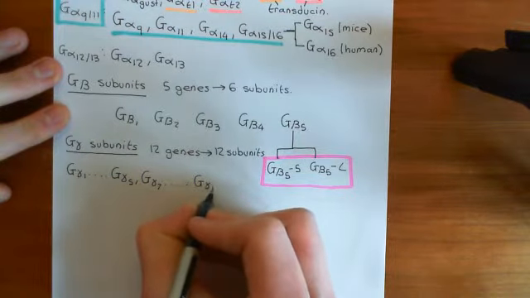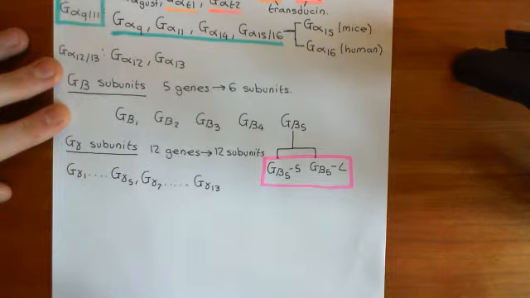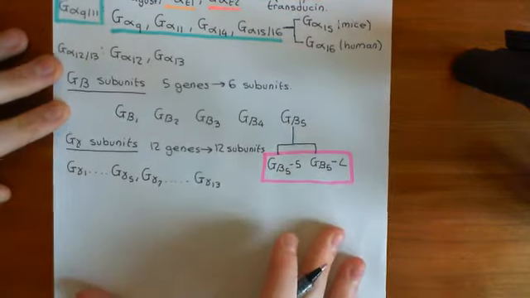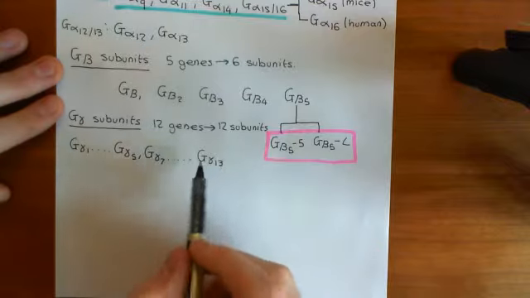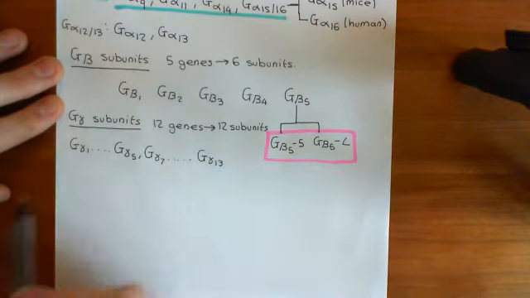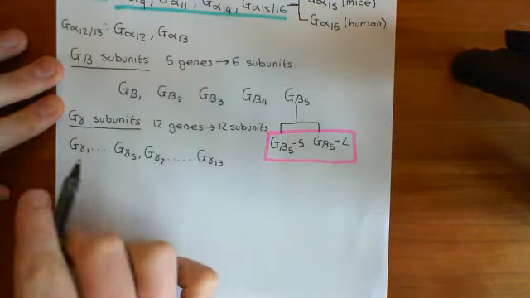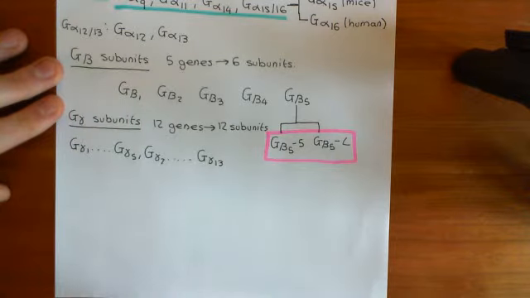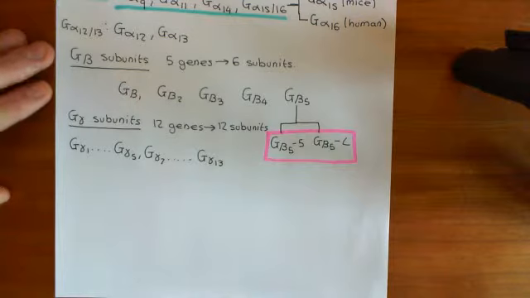So you have G gamma 8, G gamma 9, G gamma 10, G gamma 11, G gamma 12, and then finally all the way up to G gamma 13. So you have to go beyond 12 because we've missed one out down here. Okay, and those are the 12 different genes for gamma subunits, but they all code for a single subunit, and they code for a subunit that is given the exact same name.